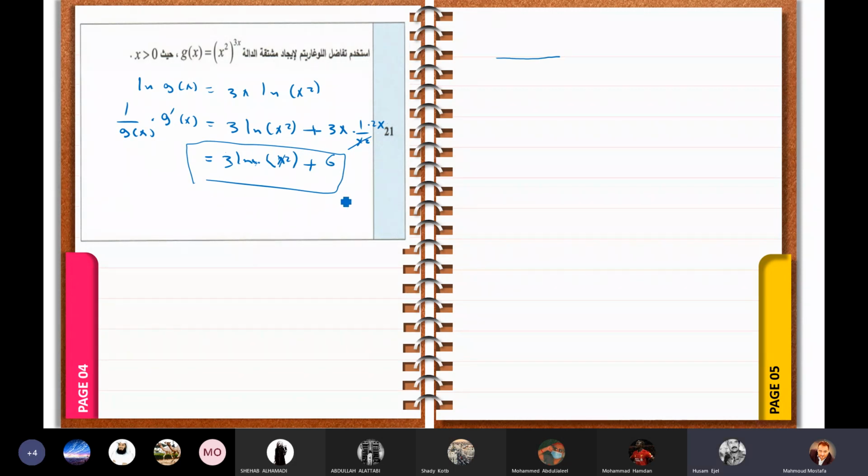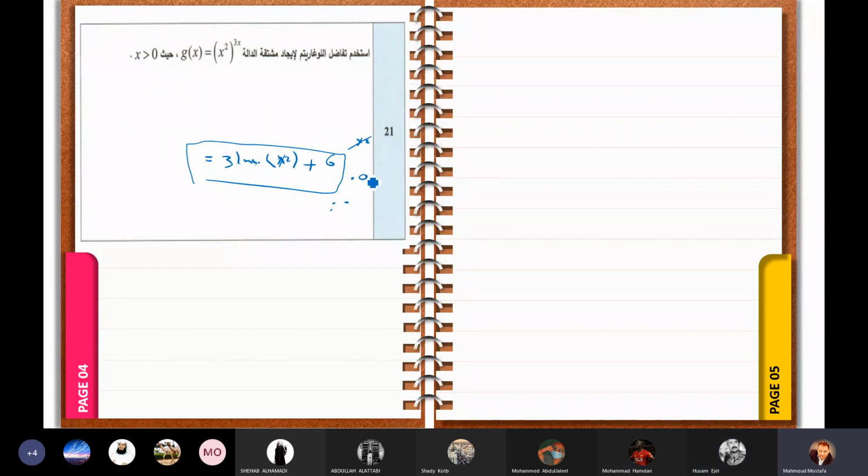We must multiply by g of x, right? Multiply by g of x. g of x here is x squared power 3x.